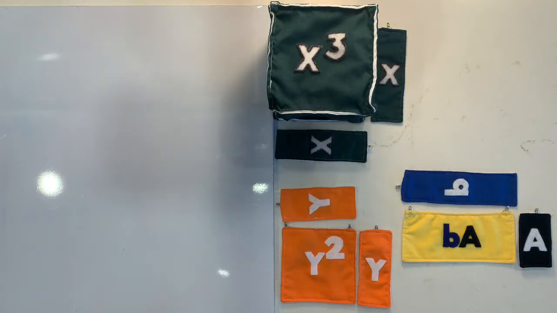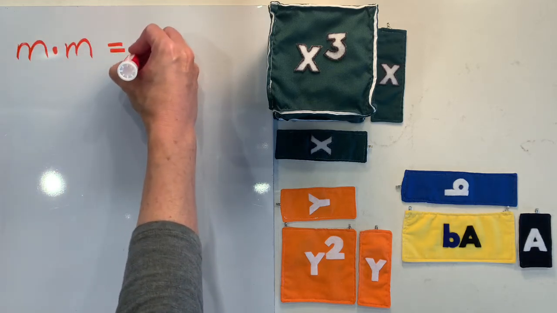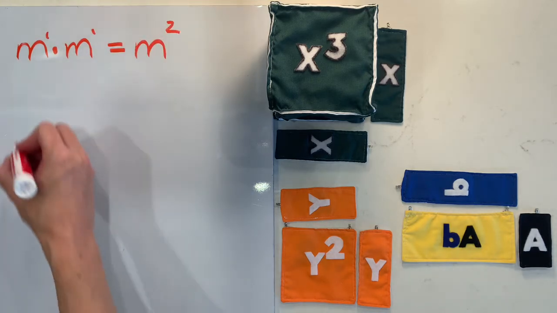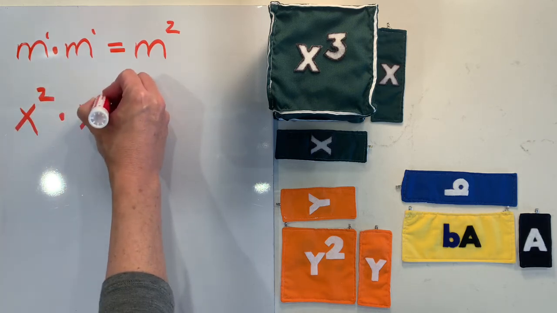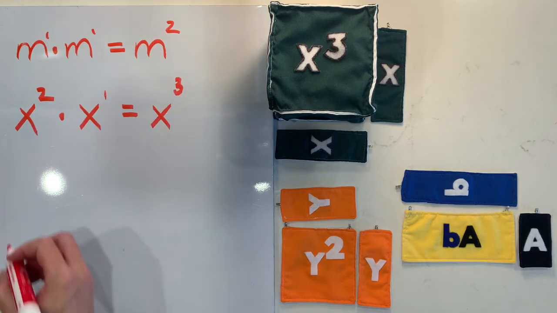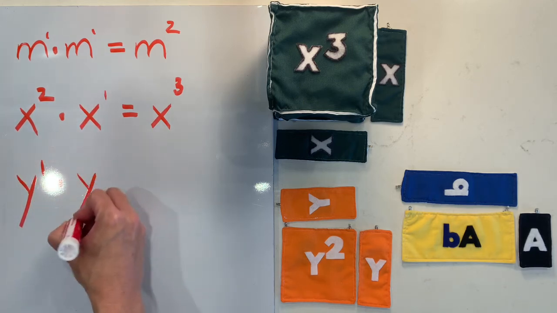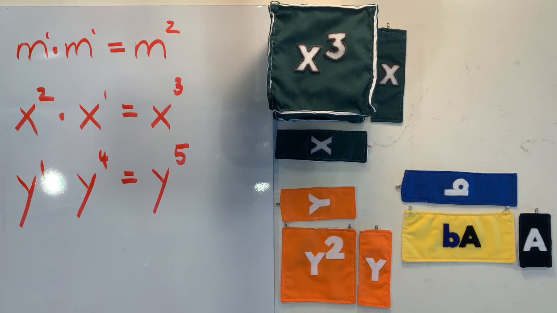These geometric models help us to see that when we're multiplying powers that have the same base, we add the exponents. So m times m would equal m squared. X to the 2 times x to the 1 would equal x to the 3. Y to the 1 times y to the 4 would equal y to the 5.